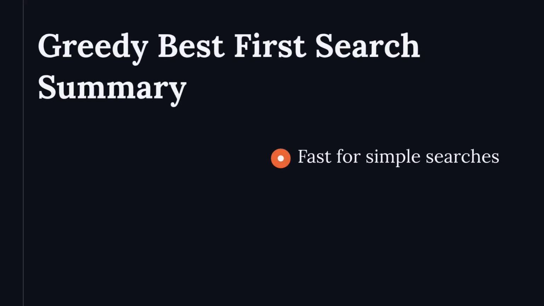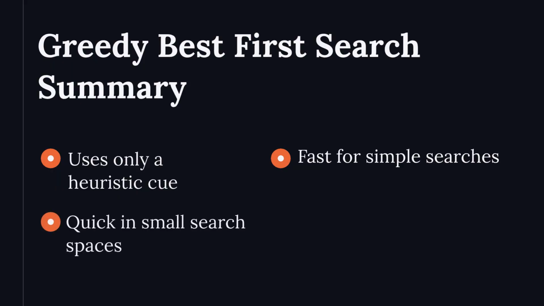Greedy best-first search selects nodes using only a heuristic estimate of closeness to the goal. This can make it fast, especially in simple problems or small search spaces. But speed comes with a trade-off, because it may fail to find the optimal solution.